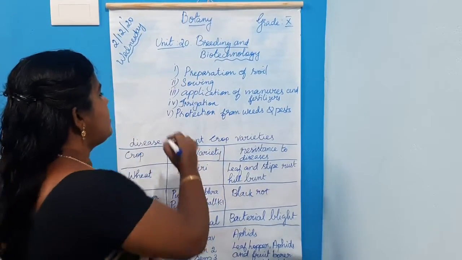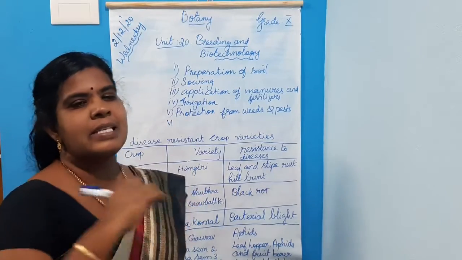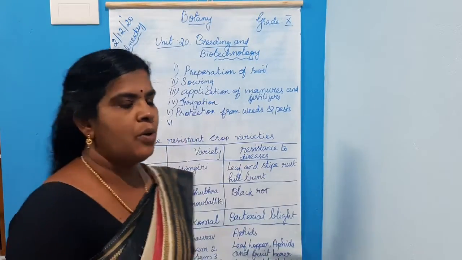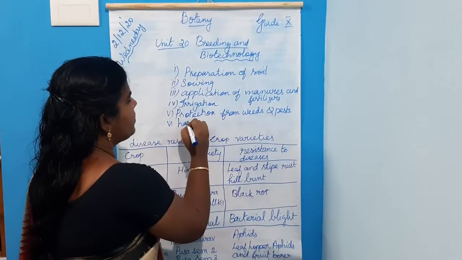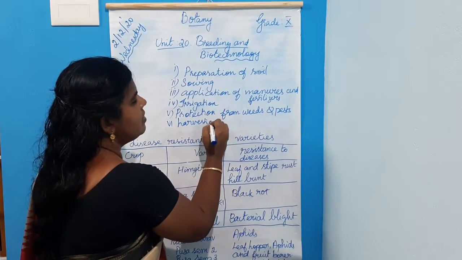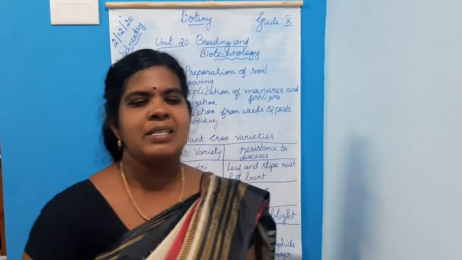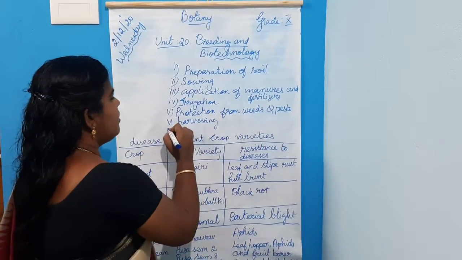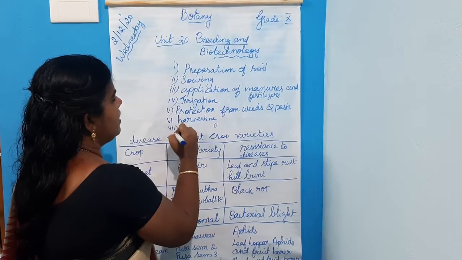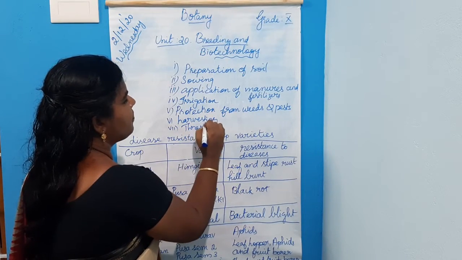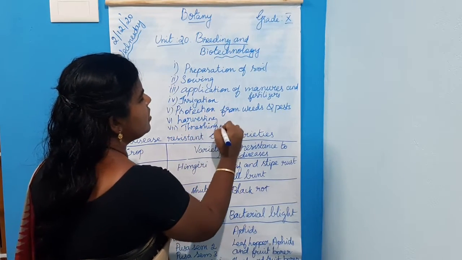The sixth step is harvesting. What is harvesting? The cutting and gathering of matured crop, that is harvesting. Then threshing and storage.